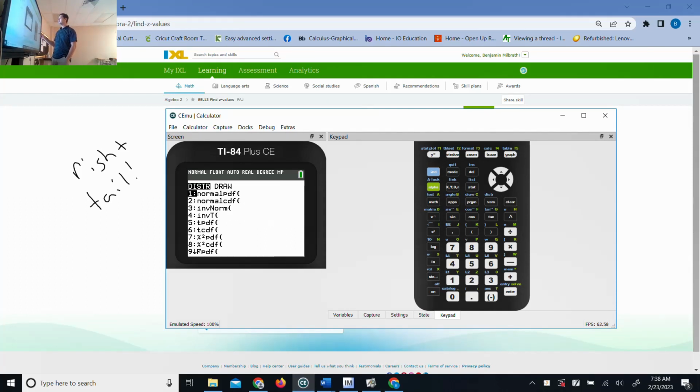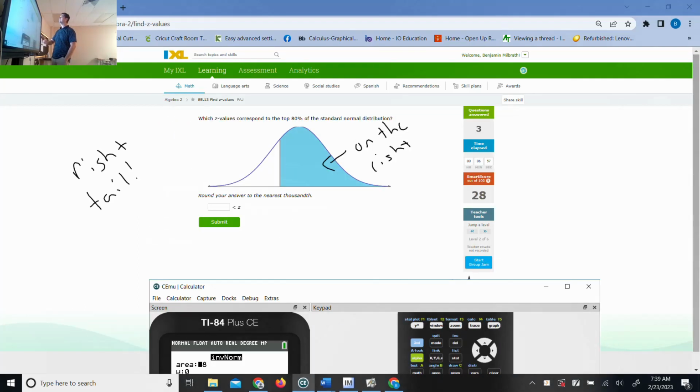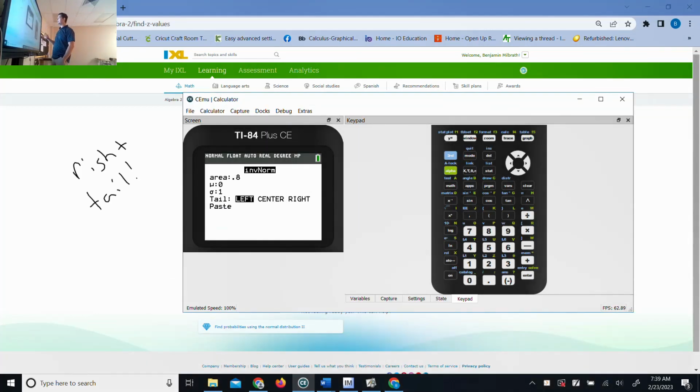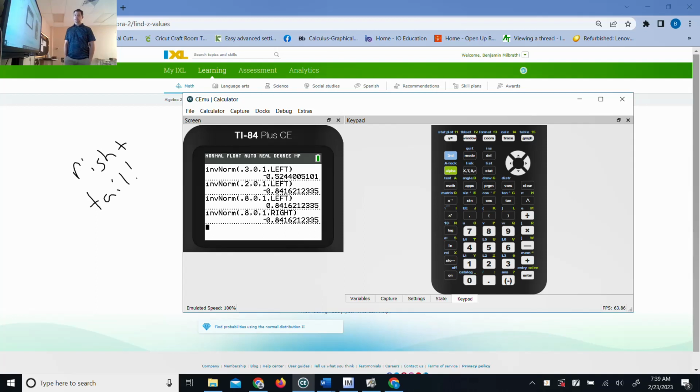Second vars, inverse norm. Change the area to, whoops, I'm a little slow this morning. Top 80. So, like my previous example, the area is going to stay 0.8, but the difference is I am a right tail. So I just changed that little guy to right, and I go to paste. There you go, negative 0.842.